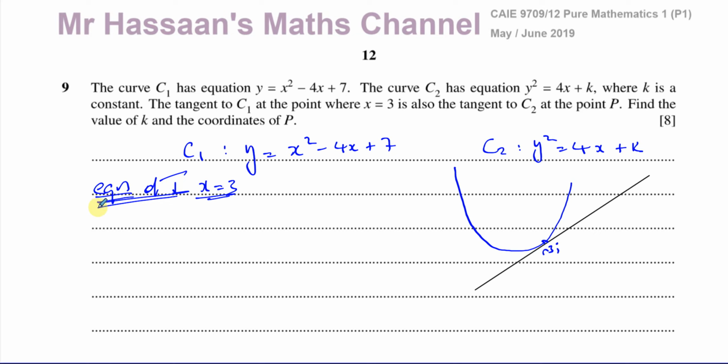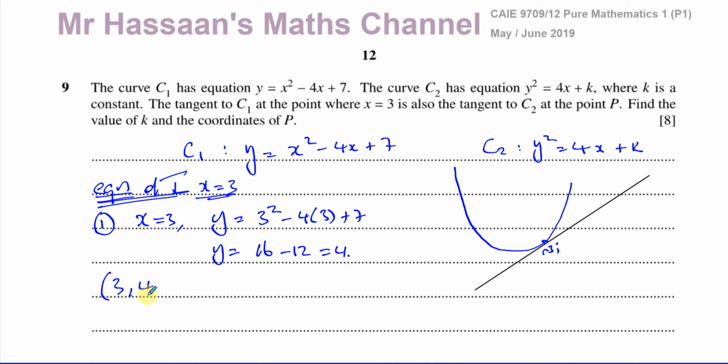To find the equation of the tangent, it's a straight line, so we need two things. One, we need a point on the line. We know when x equals 3, y equals 3 squared minus 4 times 3 plus 7, as we discussed earlier. That's 9 plus 7, which is 16, minus 12, which is 4. So the point (3, 4) is where the tangent hits this curve.